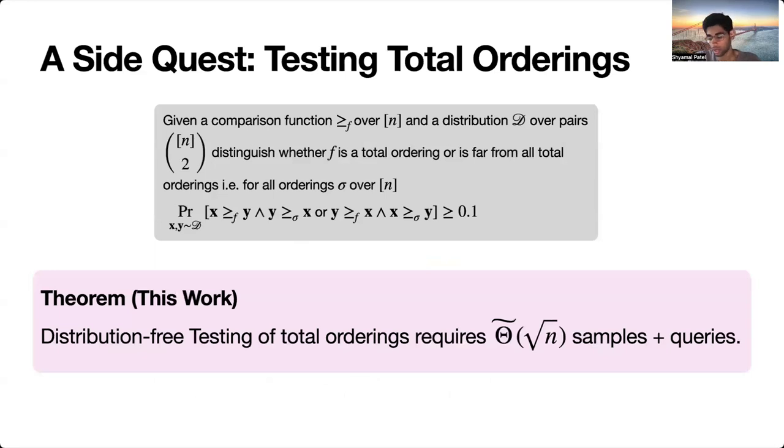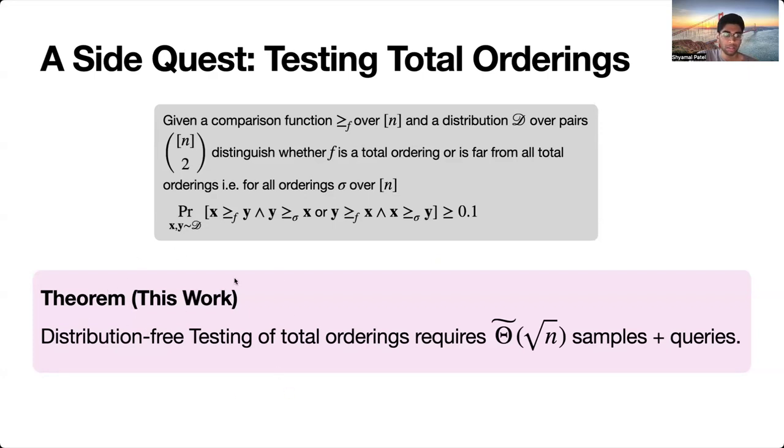Great. So in order to talk about the ideas of how we get the upper bound, we'll first talk about this new problem of testing total orderings. Here we're given a comparison function, which, what does it do? If we're given a pair and we evaluate the comparison function, it's telling us which one is bigger, let's say, right? We're also given a distribution D, which is unknown to us, but we have sample access to, over various pairs. And we want to distinguish whether F is a total ordering or is far from every total ordering. By far, I mean that every total ordering disagrees with our comparison function on at least 10% of pairs.